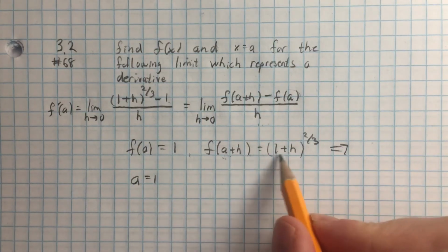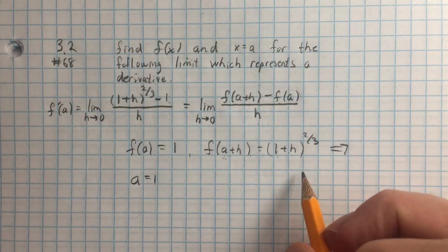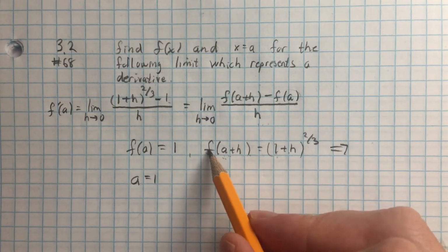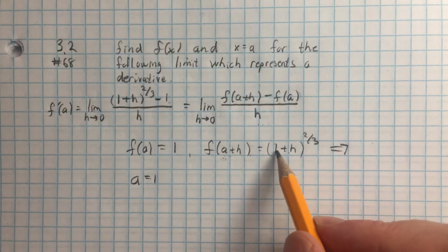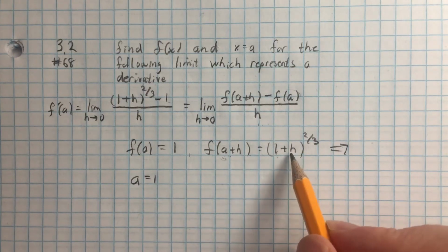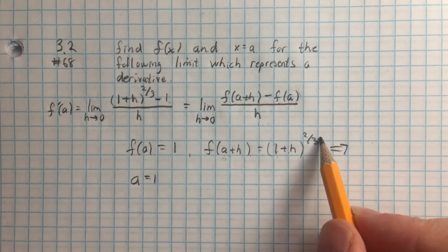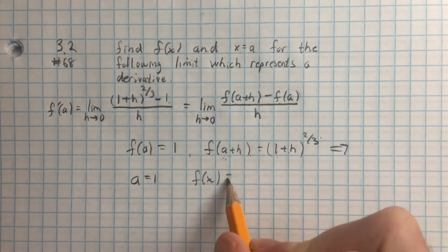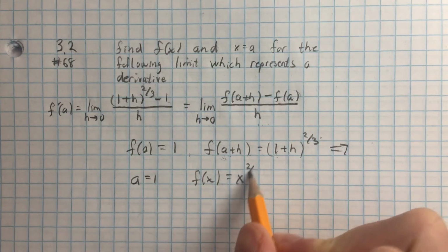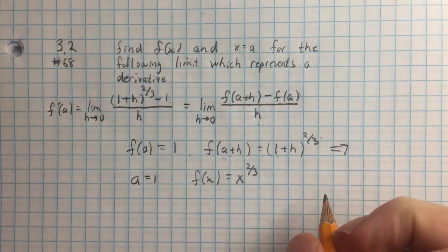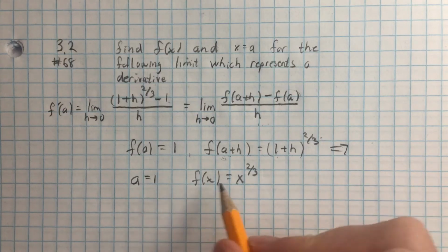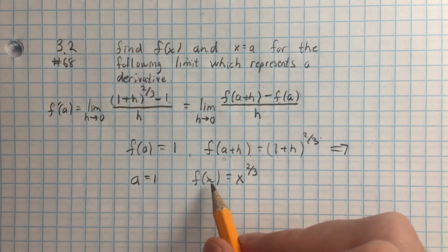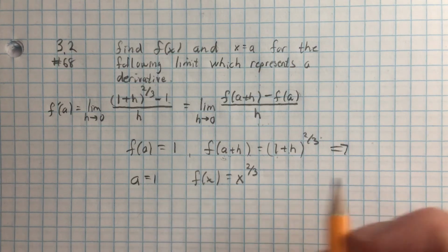So I see a plus h, I see 1 plus h floating around in here. And then the function that's happening to this 1 plus h, what function is happening to the 1 plus h now? Looks like the 2/3 power function. So my guess for f of x is the 2/3 power function. And the only thing I would do to solidify this, just to make sure that this extremely reasonable guess is correct, is to find f of a itself.